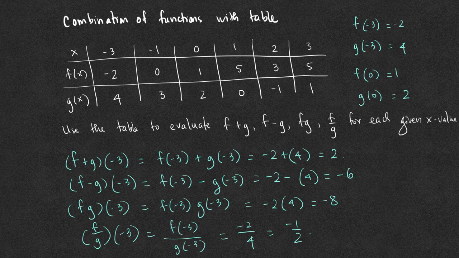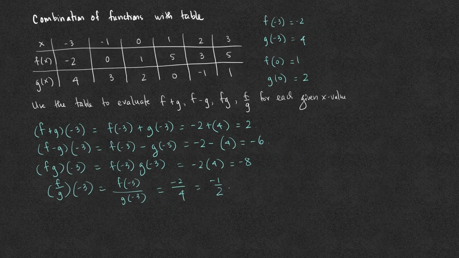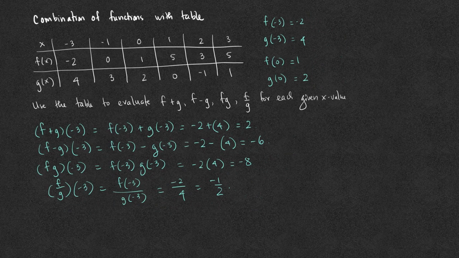We can do this for each of the x values given, assuming that it is applicable. Why does it say applicable? In some cases, the combination might not make sense, especially when we divide by 0.